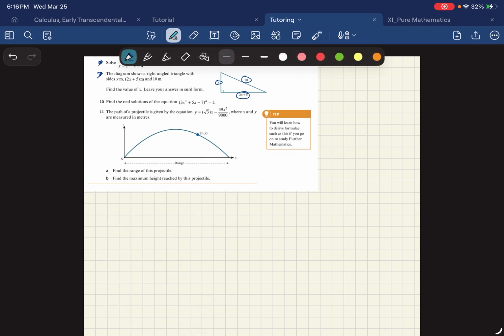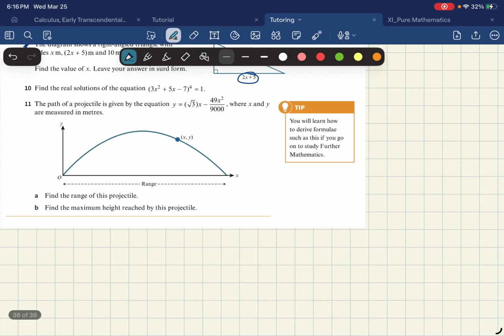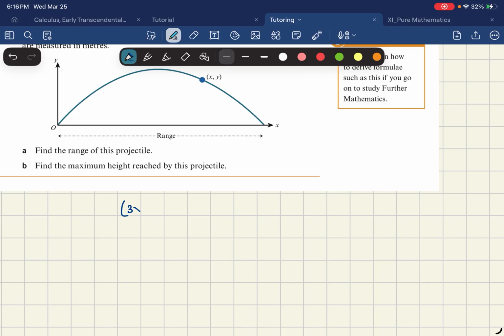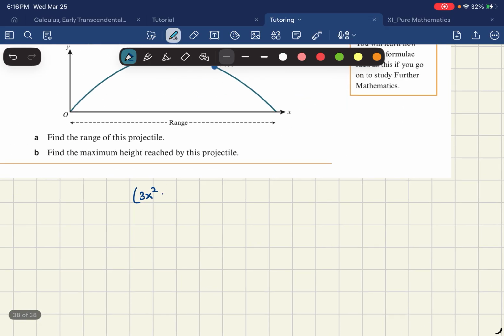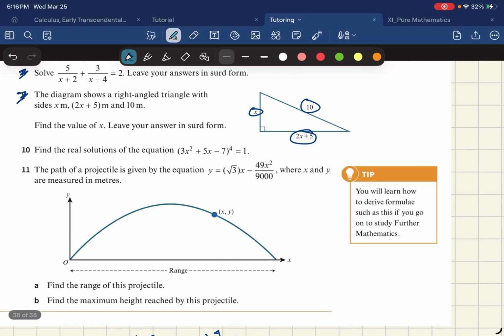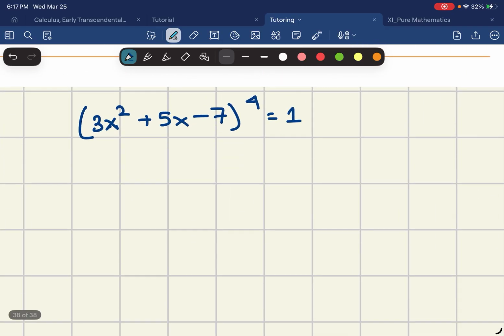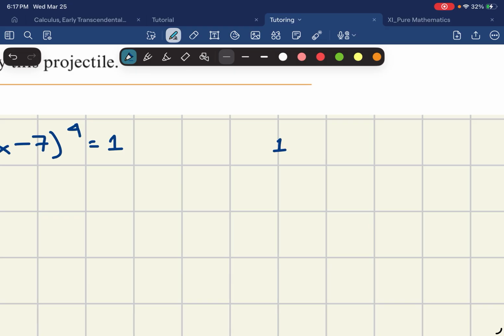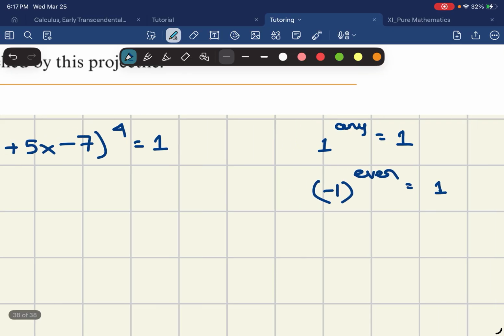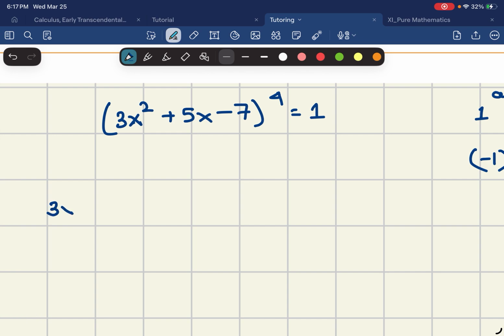Question 10 is very similar to the question we've looked at before. And it says, find the real solutions of this expression raised to the power 4. So 3x squared plus 5x minus 7 to the power 4 is equal to 1. All right. So now remember, 1 raised to any number is equal to 1, and negative 1 raised to an even number is also equal to 1. So now we can solve this because 4 is even, so we can solve this for 1 and negative 1.